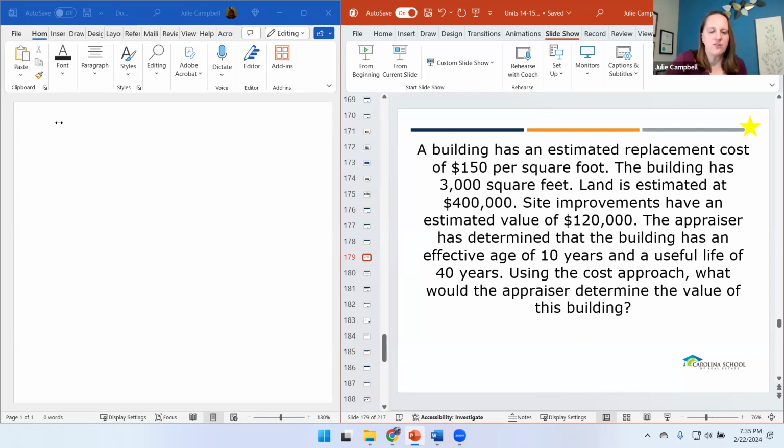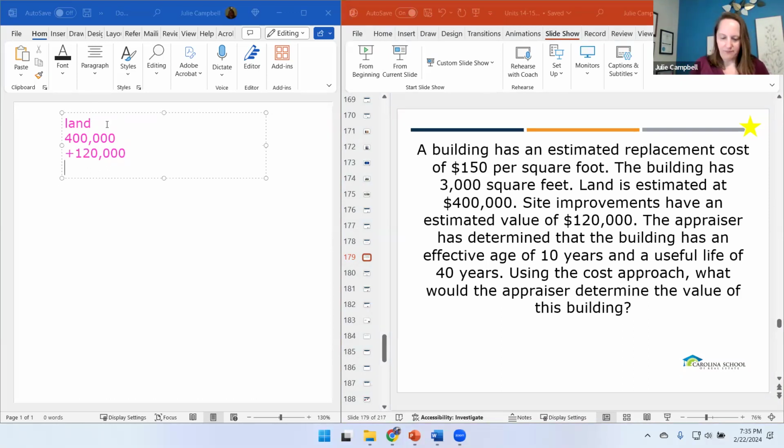I like to start with the land first, just because it tends to be a little bit easier. So let's start with the land first. When we're putting value on the land, it tells me that the land is estimated at 400,000. And then we have site improvements of 120,000. So when we add all that up, I get the land valued at 520,000. The land valued as if it were vacant. There's no structure. All we're doing is looking at the dirt and the site improvements. So sidewalks, has it been plumbed, electrical, driveways, etc.